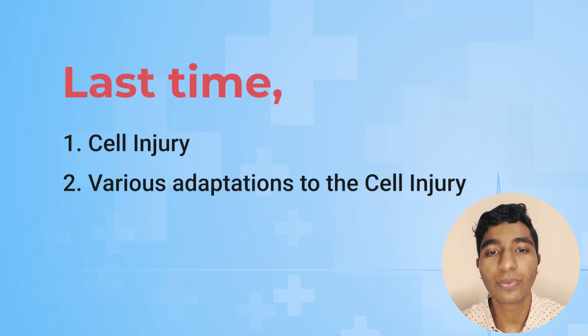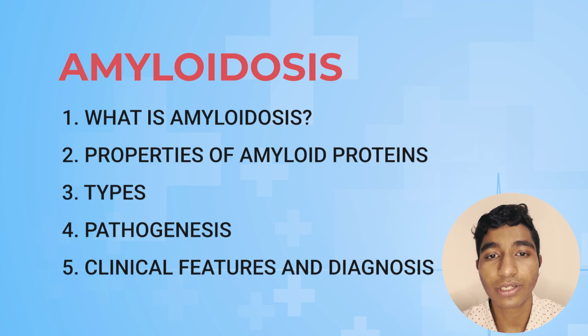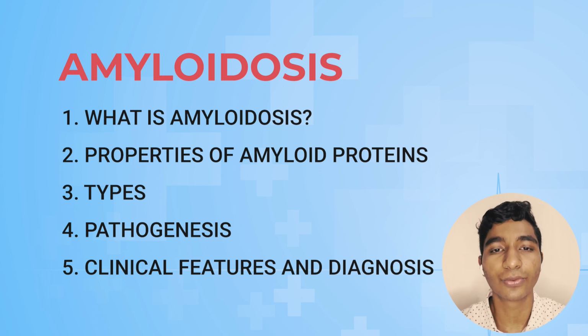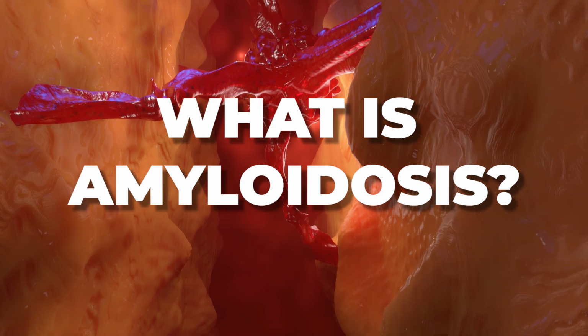Last time, we spoke about cell injury and various adaptations to this cell injury. Today we will be talking about amyloidosis under a few basic headings, namely what is amyloidosis, the properties of amyloidosis, the types, the clinical features, diagnosis, and a few recent advances regarding this disorder. So now, without further ado, we'll start with what exactly is this disorder, amyloidosis.